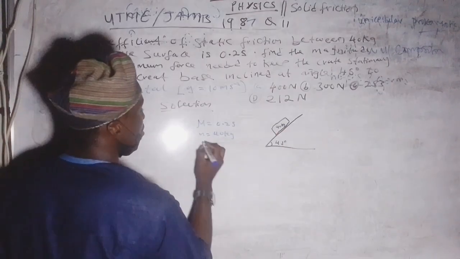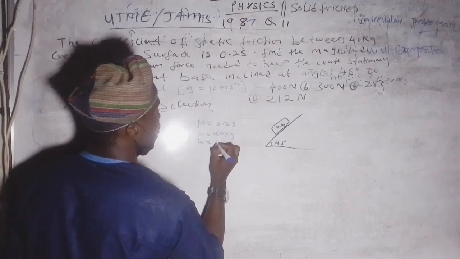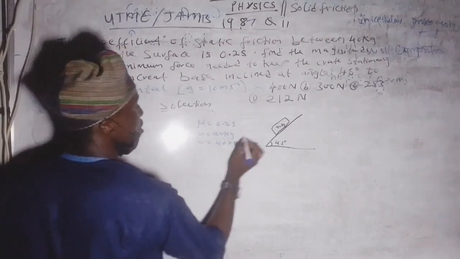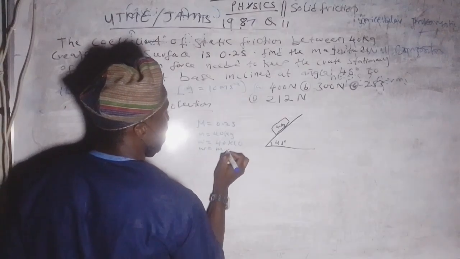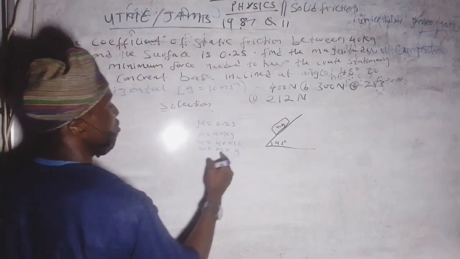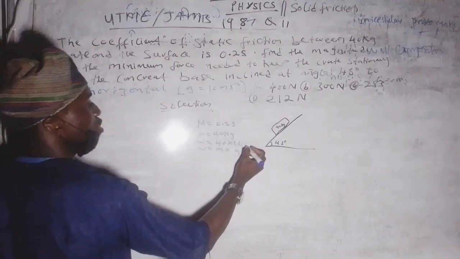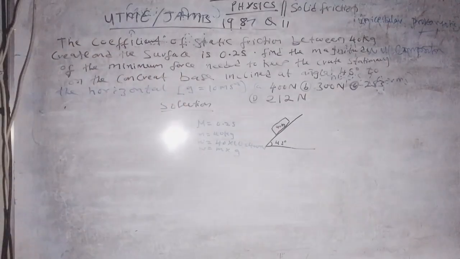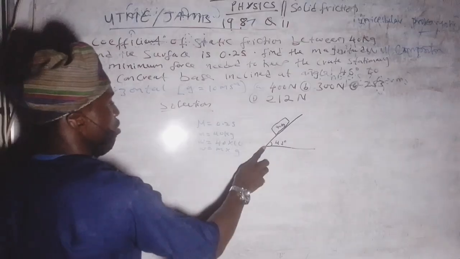So if our mass is 40 kilogram, what will be our weight? Weight equals mass times acceleration due to gravity. You know acceleration due to gravity is 10 meters per second squared. So this is 40 times 10, which is equal to 400 Newton, right? So our weight is 400 Newton.